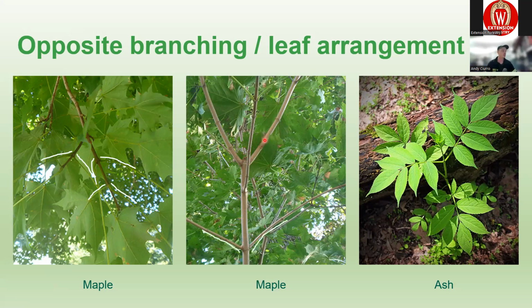Now you want to look at multiple examples when you're doing this. If you see one example of opposite branching, you want to make sure you're seeing that all over the tree, because it can be deceptive. These aren't hard rules. And then on the right here is a really clear example of an ash with opposite branching.